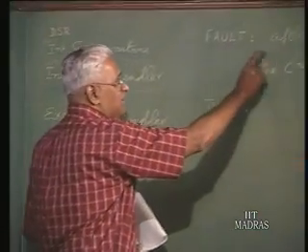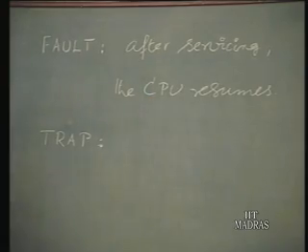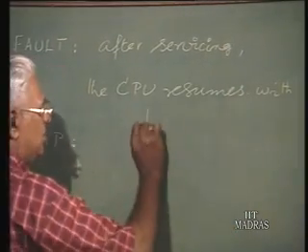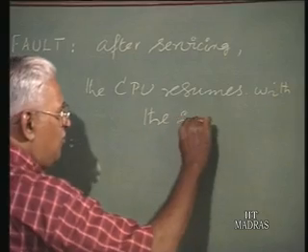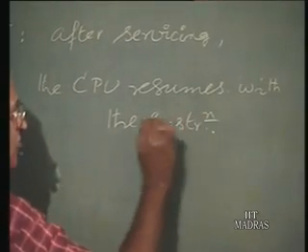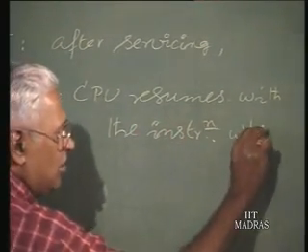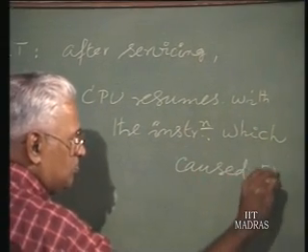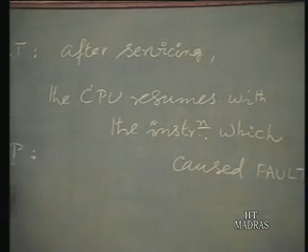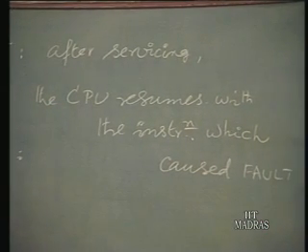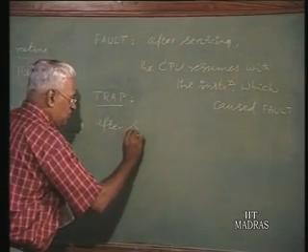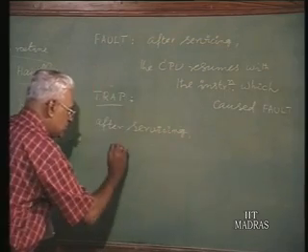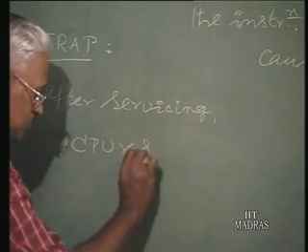Now, in the case of a fault, after servicing, the CPU resumes with the instruction which caused the fault, correct. Now, in the case of a trap, after servicing, the CPU resumes with the next instruction. Why?